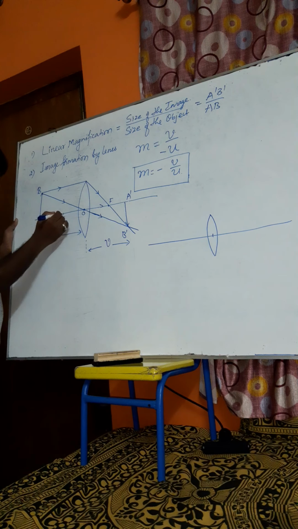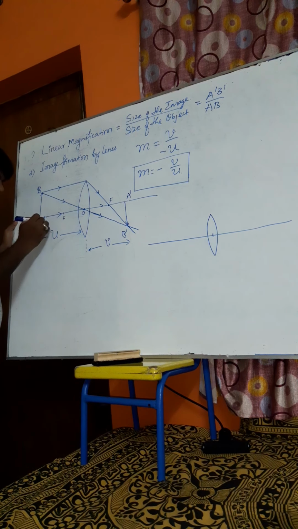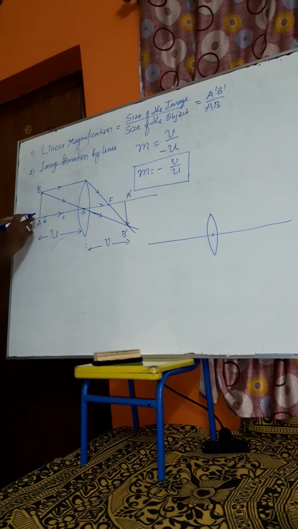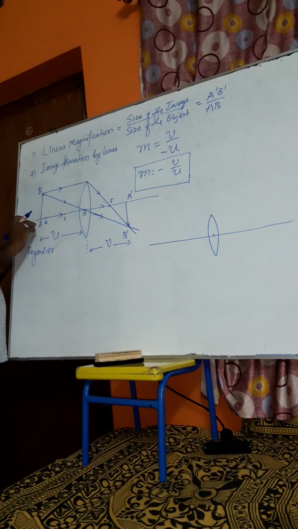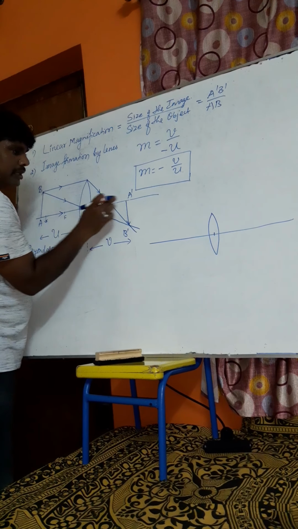So from here to here it is f. From here to here it is 2f. Now I have taken the object behind 2f. If it is behind 2f, the image is formed exactly between f and 2f.